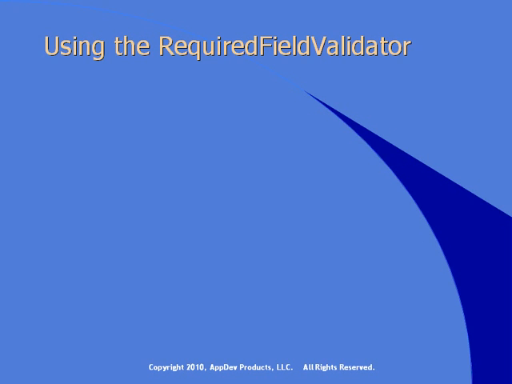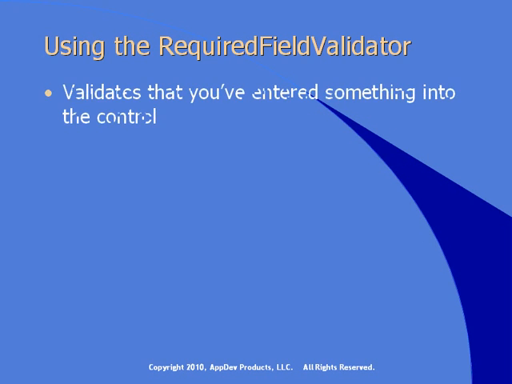The required field validator control verifies that you've entered something into the control. But actually, let's make this clear. This control validates that what you've entered is different than the default value of the control. By default, the default value is an empty string, which forces you to enter something. But you can set the default value to be something besides an empty string, forcing the user to enter something else into the control you're validating.